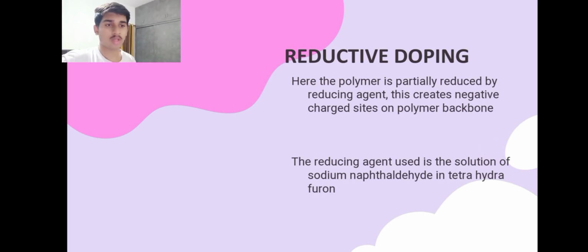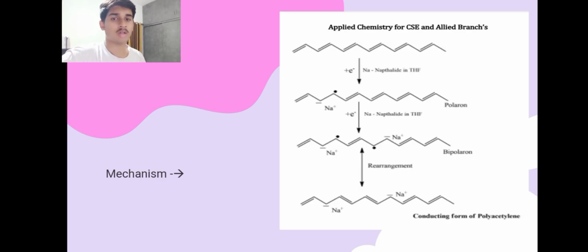The second type of doping is reductive doping. Here the polymer is partially reduced by a reducing agent that creates a negatively charged site on the polymer backbone, which can be accommodated by the positively charged electrons, so it increases the conductivity of the polymer. The commonly used reducing agent in this experiment is sodium naphthalate in tetrahydrofuran. The mechanism is shown in the figure. Both the mechanisms of reductive and oxidative doping are identical, so it is easy to remember.